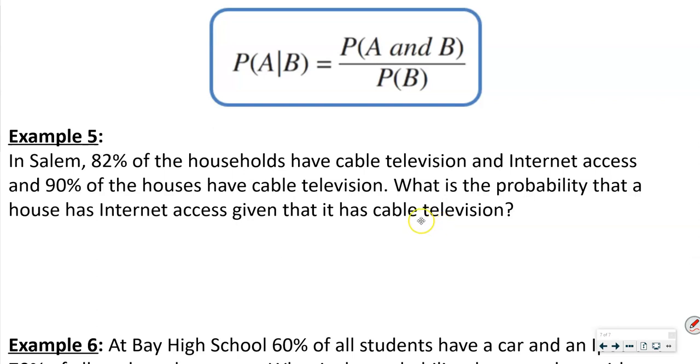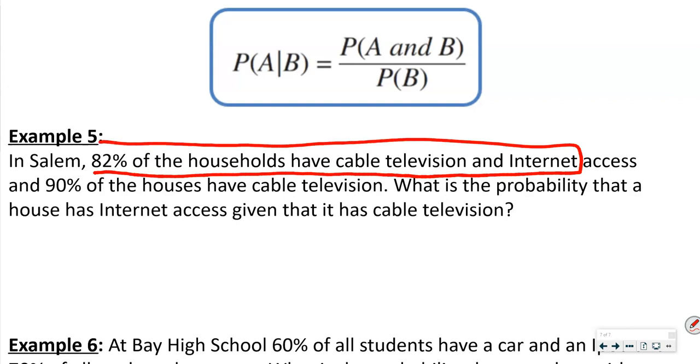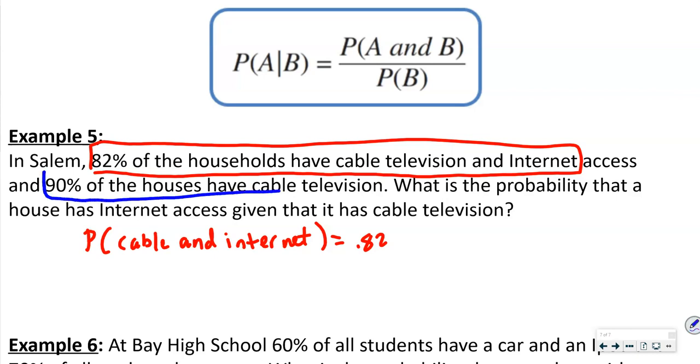Okay, so it's asking us. So this is what I want you guys to notice first. We're going to write this out. So we've got the first statement right here. 82% of the households have cable and internet. Okay, y'all see that statement right there? So the probability that someone has cable and internet is 82%. So I'm just going to write that as a decimal, okay? And then it says 90% of the households have cable television, okay? As well. So the probability of just cable is equal to 0.9.